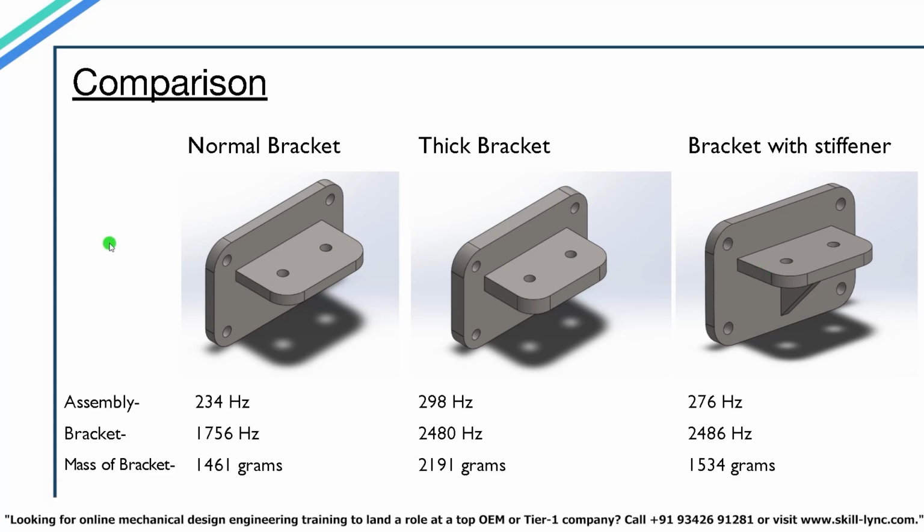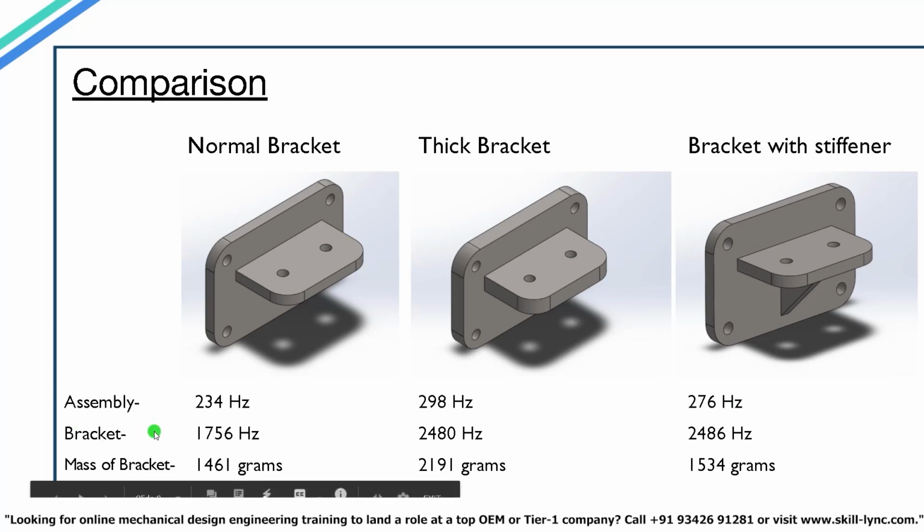The values that we obtained are, for the assembly model, the normal bracket had a resonance frequency of 234 Hz. This is not the resonance frequency of just the bracket. This is the resonance frequency of the entire assembly. For the thick bracket, it was 298 Hz, and for the bracket which had a stiffener, it is 276 Hz.